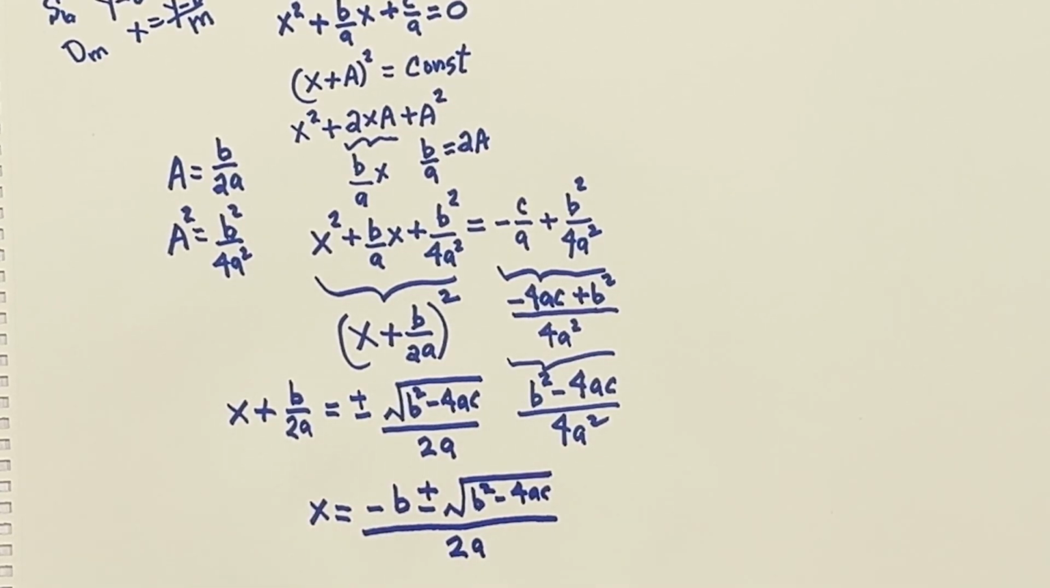That's it. That's the quadratic formula. It's not a bad idea to memorize that formula. It shows up so much in physics. Minus b plus or minus the square root of the quantity b squared minus 4ac, all divided by 2a.